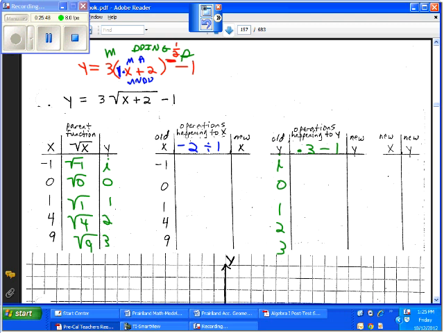Okay? So negative 1 minus 2 is negative 3, divided by 1 is negative 3. 0 minus 2 is negative 2, divided by 1 is negative 2. 1 minus 2 is negative 1, divided by 1 is negative 1. 4 minus 2 is 2, divided by 1 is 2. 9 minus 2 is 7, divided by 1 is 7. So there are my new x's: negative 3, negative 2, negative 1, 2, 7.